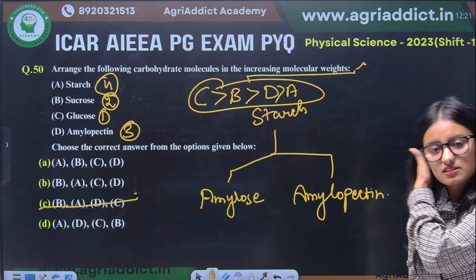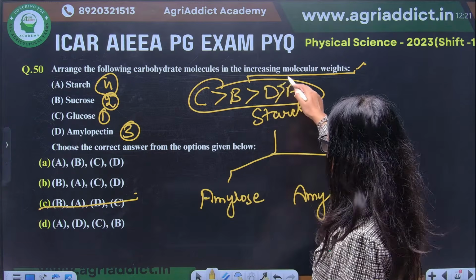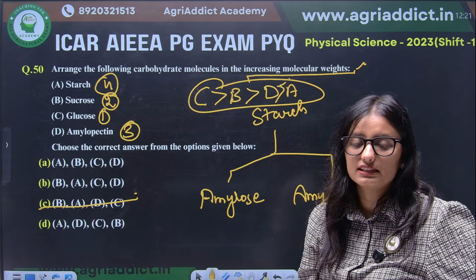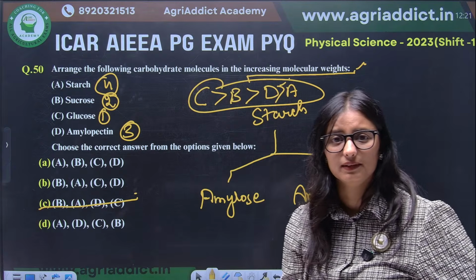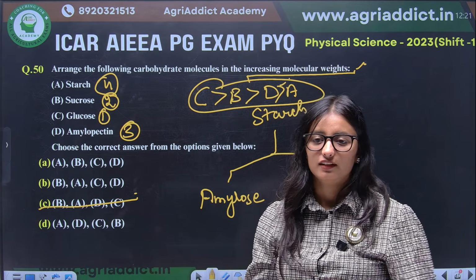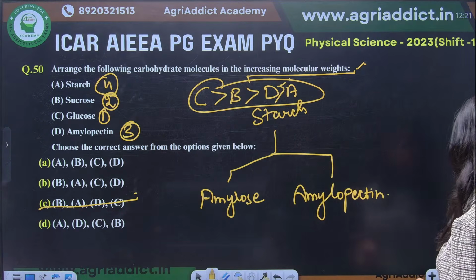ऑप्शंस आर रॉन्ग, सो ये हमारा करेक्ट आंसर होगा सी बी डी ए। इज इट क्लियर, क्लियर है? Okay, so let's move to the next one.